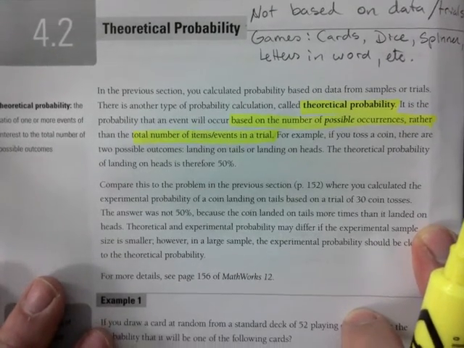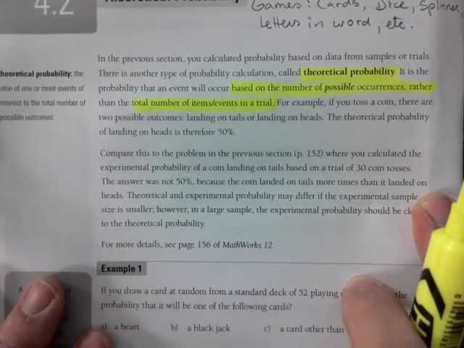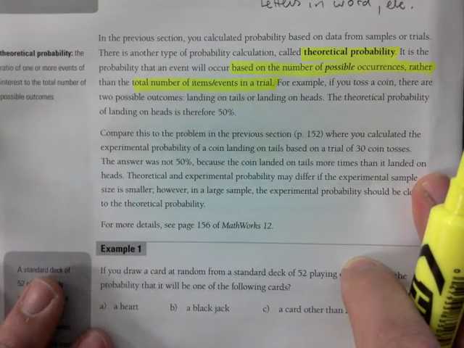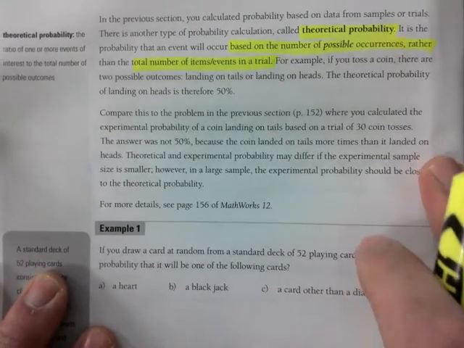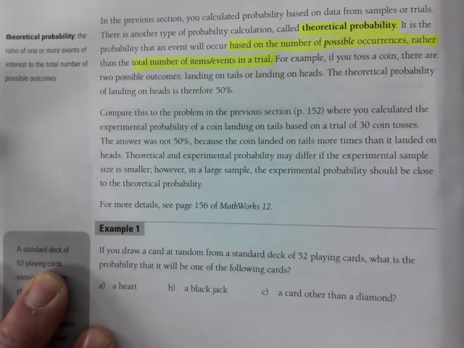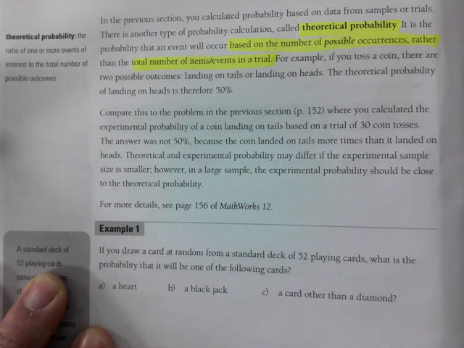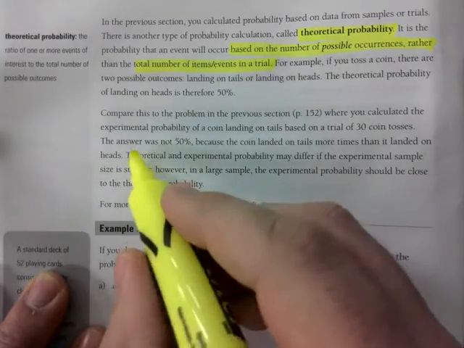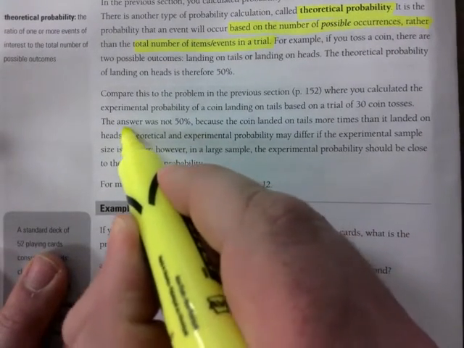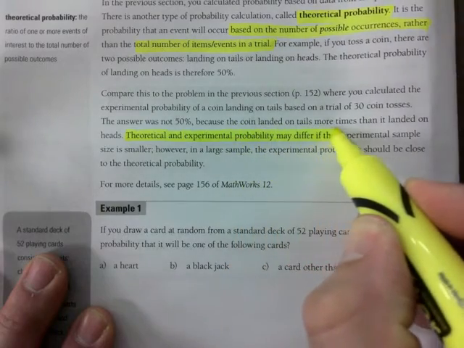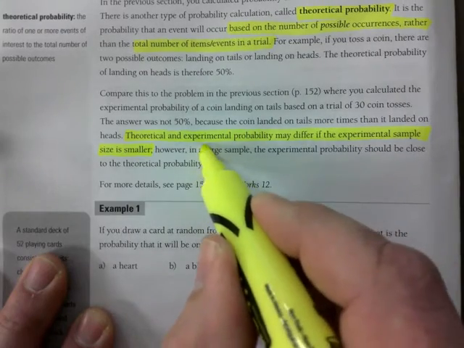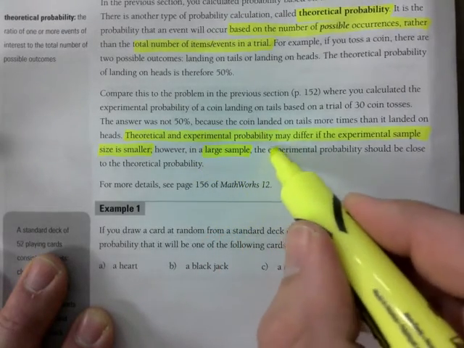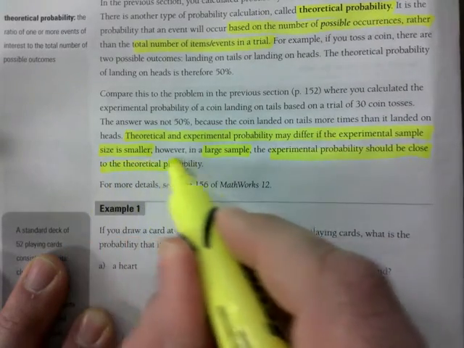Okay. But you will get instances where they will tell you so-and-so tossed it 200 times, right? And got, right? It's not going to be 50-50 on an experiment. And the main reason for that is sample size, number of trials. I will also highlight this, and I've talked about it already. Theoretical and experimental probability may differ if the experimental sample size is smaller. However, with a large sample, the experimental should be close to the theoretical probability.